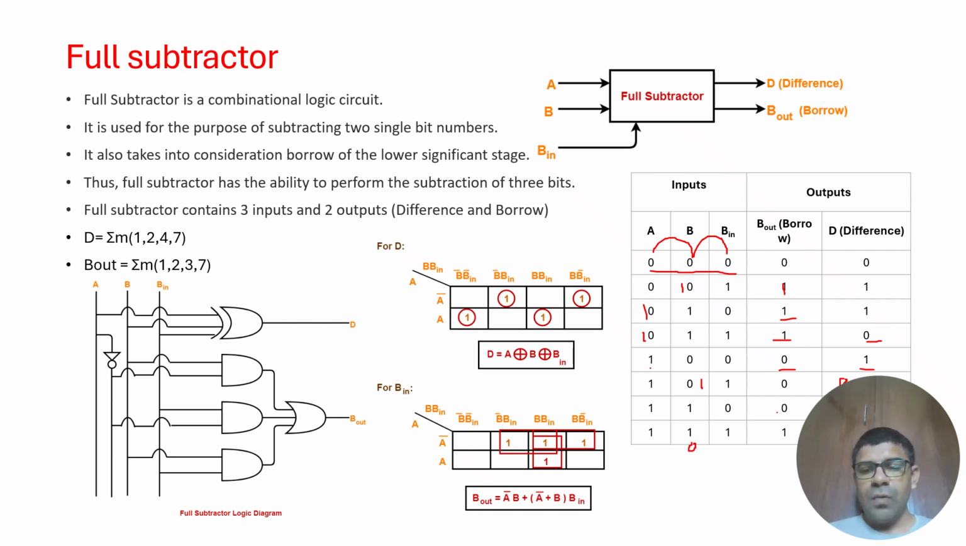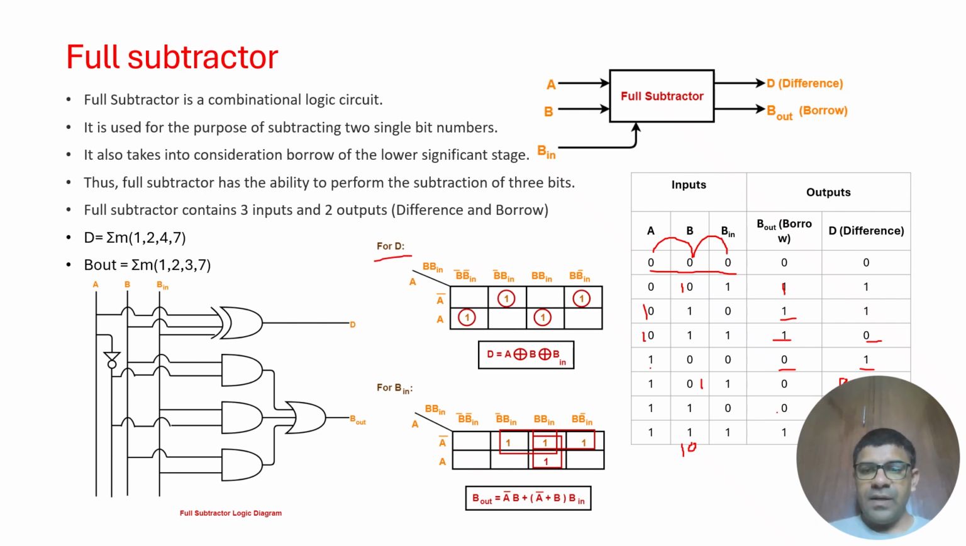Next, 0 minus 1 is not possible, so we get a borrow and it becomes 10. 10 minus 1 will be 1, so the difference also becomes 1. Now substitute these truth table values in the 8-cell K-map, and find out the simplified answer.